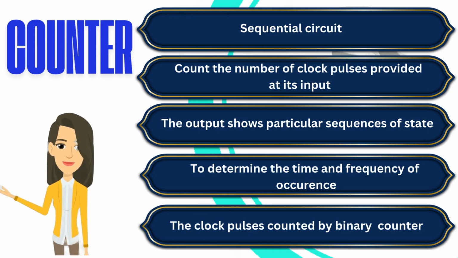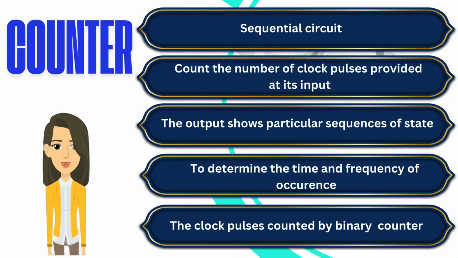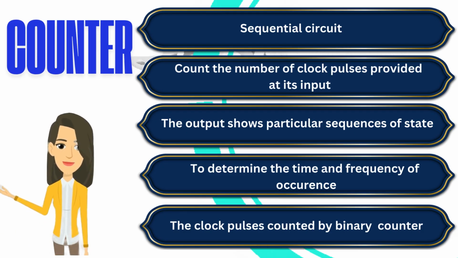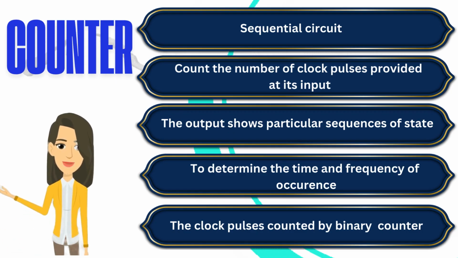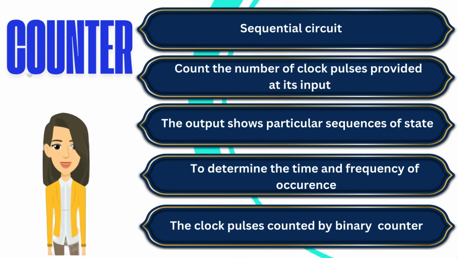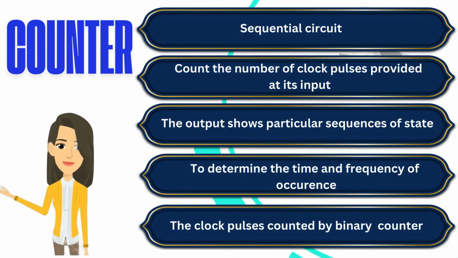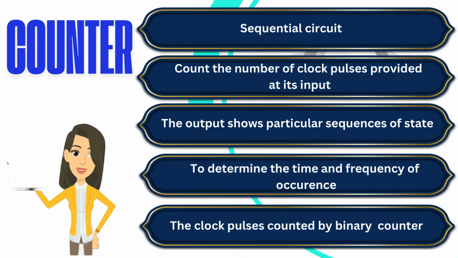Counters. Counters are one of the most useful parts of a digital system. A counter is a sequential circuit that holds the ability to count the number of clock pulses provided at its input. The output of the counter shows a particular sequence of states. This is so because in the applied clock input, the intervals of the pulses are known and fixed. Thus, it can be used to determine the time and hence the frequency of the occurrence.